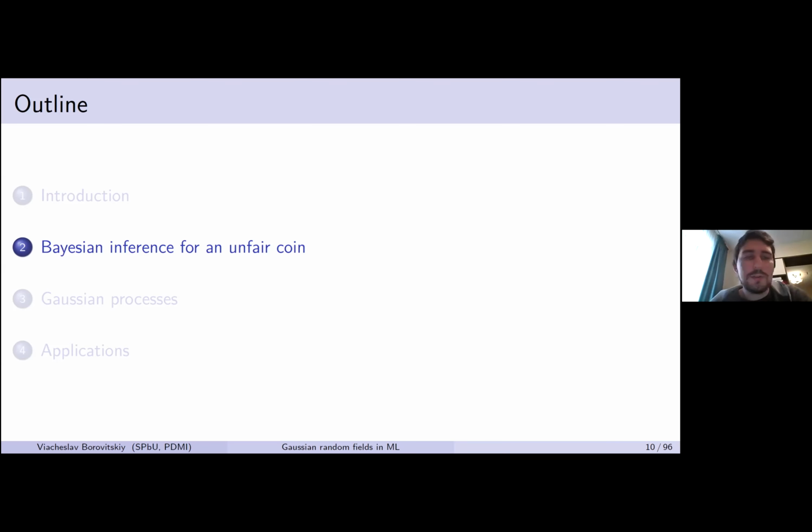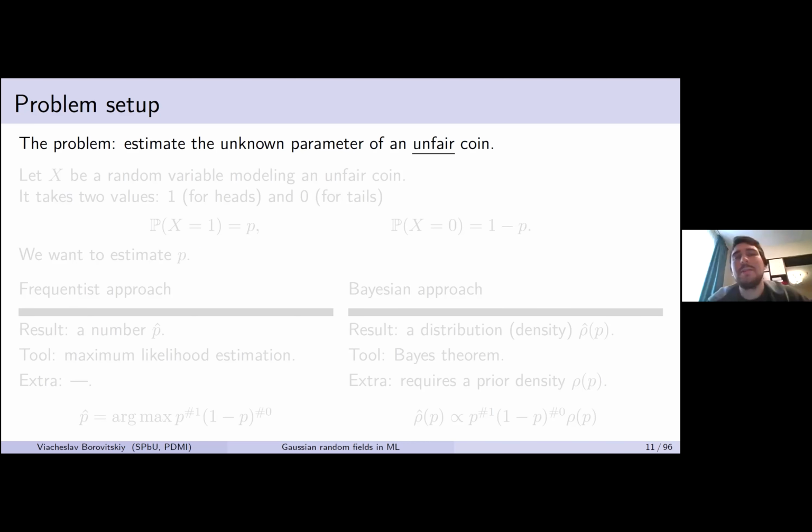Yeah, so let's now study Bayesian inference for an unfair coin. The problem setup is as follows. We want to estimate the unknown parameter of an unfair coin. So usually a coin is 50% heads and 50% tails. But an unfair coin may be, for example, 75% heads and 25% tails. So we imagine that we don't know how unfair a coin is, and we want to deduce this from the observations of how the outcomes of this coin toss are generated.